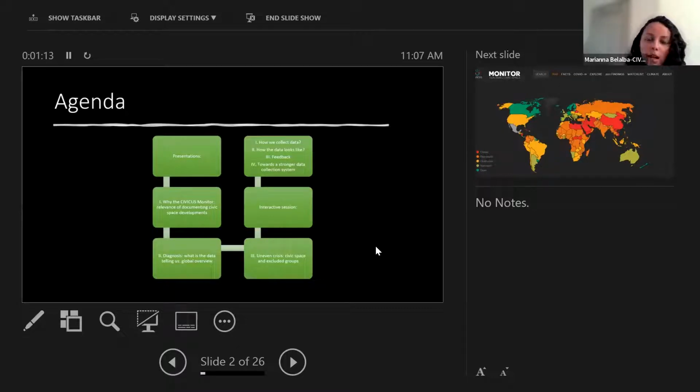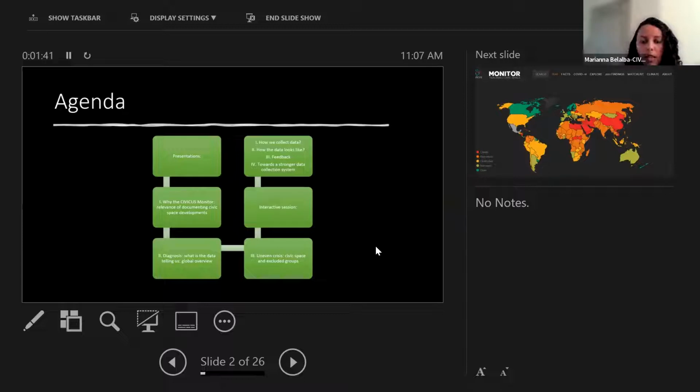So first, we will start with a very brief presentation of why we create a monitor, how we collect the data, and then we move off of what is that data telling us, how civic space restrictions look like today at a global level. And then we kind of dive in a little bit more on how these restrictions affect particular groups differently. The second part of the session is a bit more interactive.